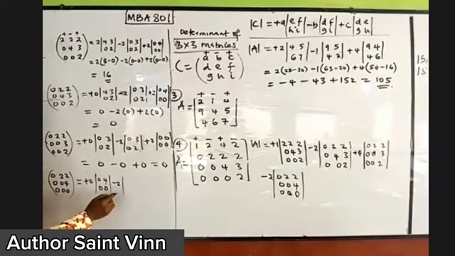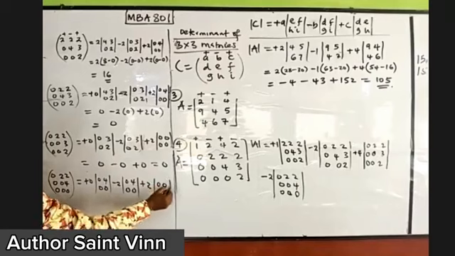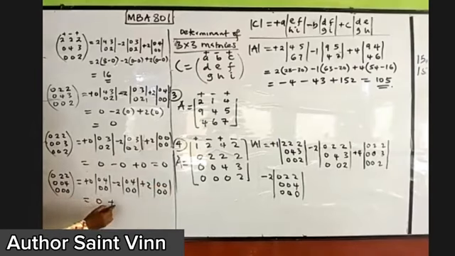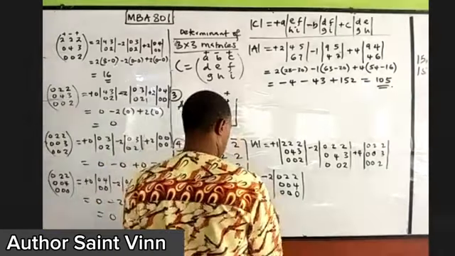Minus 2, 0, 4, 0, 0. Then plus 2, 0, 0, 0, 0. This is a 0, okay? This is also 0. This is also what? 0, okay? So the result here is 0. Everything does scatter.